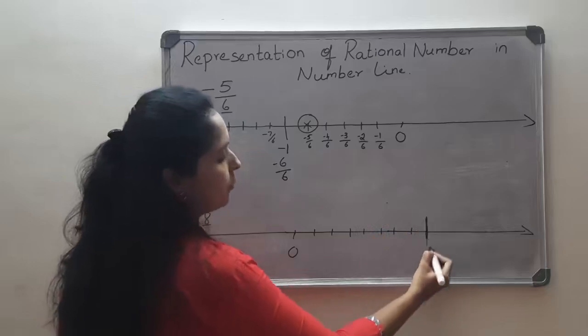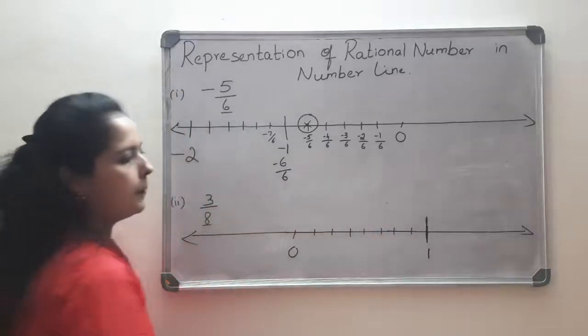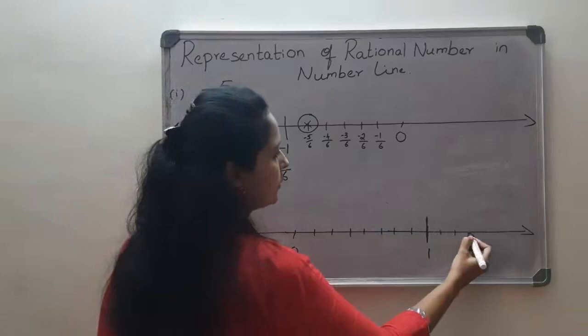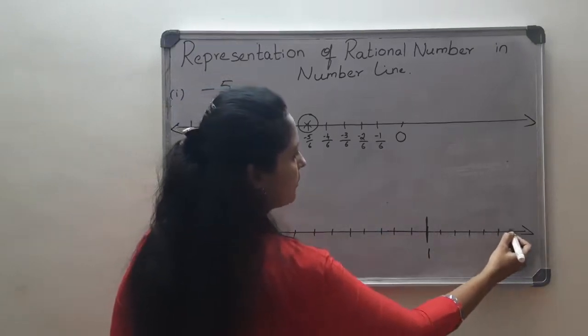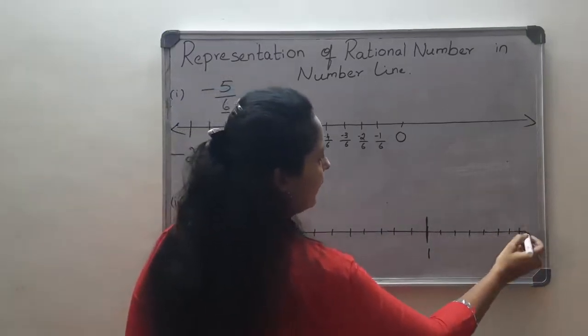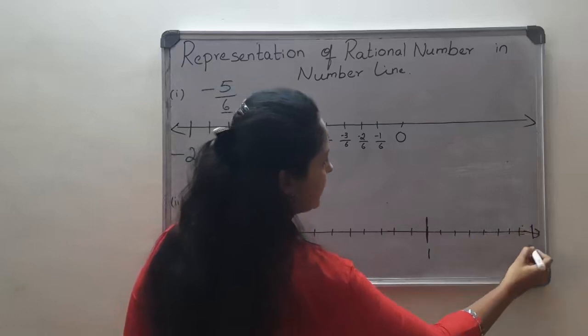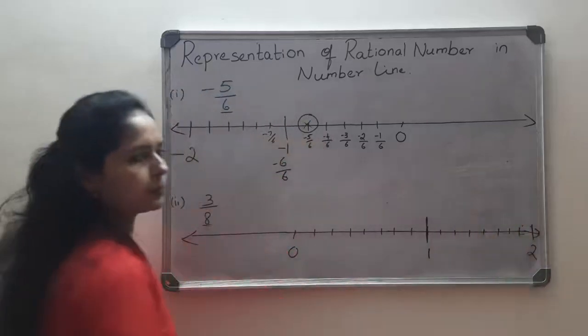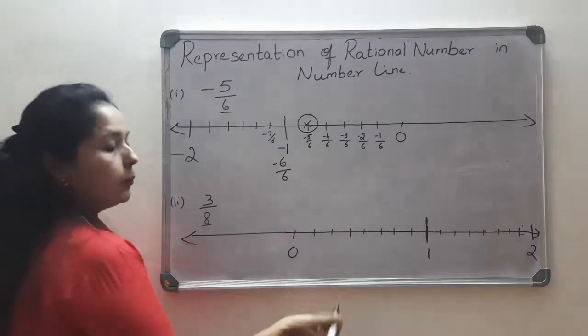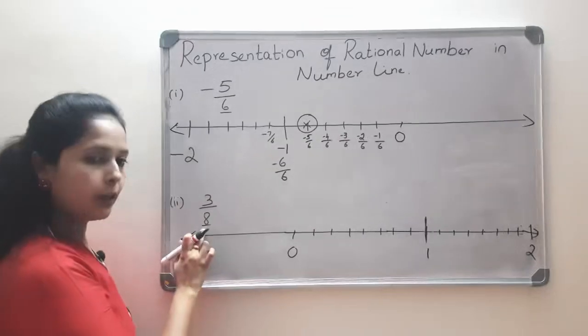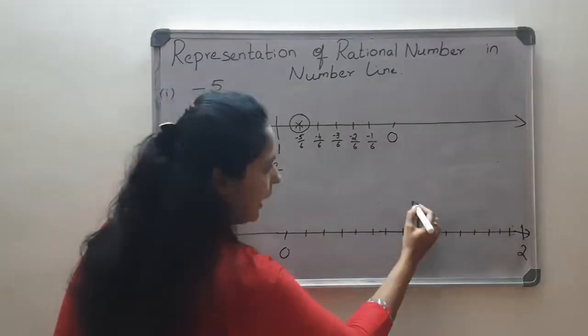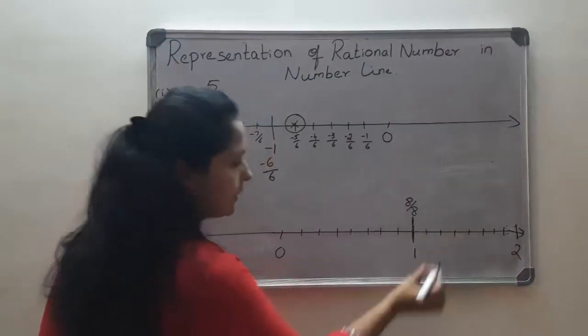In this one, what you have to put? 1. The next again 1, 2, 3, 4, 5, 6, 7. I don't have space. 8. You have to put 2. Got it? Now, what is the next step I said? In the place of 1, what you have to write? Since the denominator is 8, you should write 8 by 8.